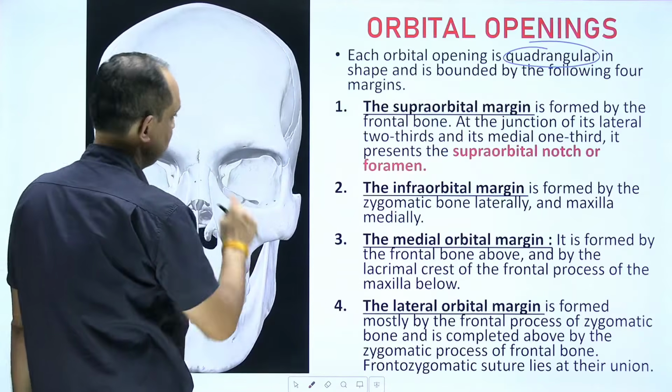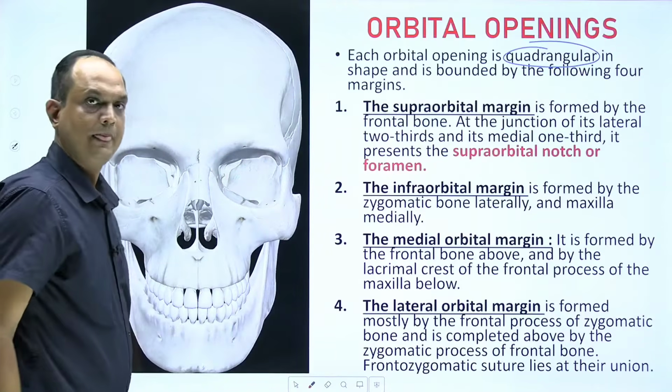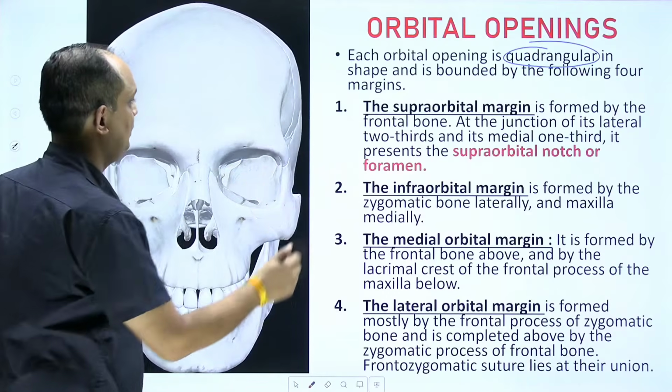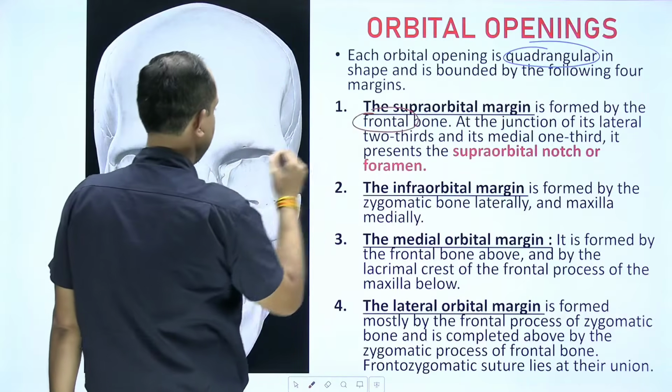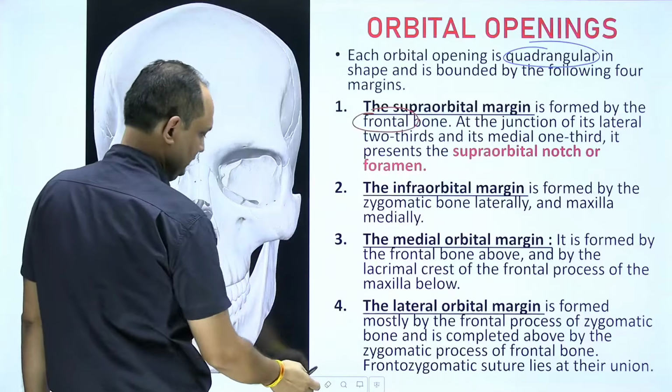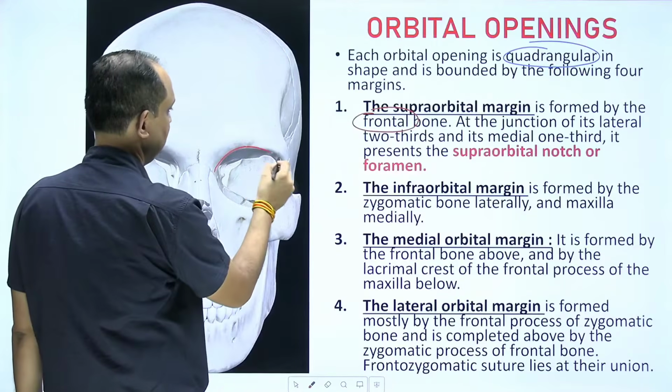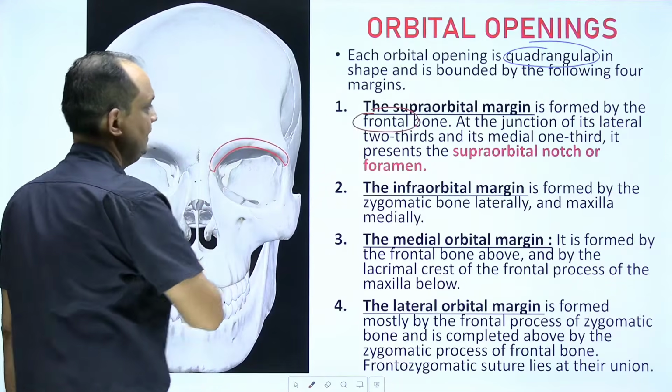First is the supraorbital margin. Now this supraorbital margin is purely made up of frontal bone, which you can see that it is the frontal bone only which is forming the supraorbital margin.